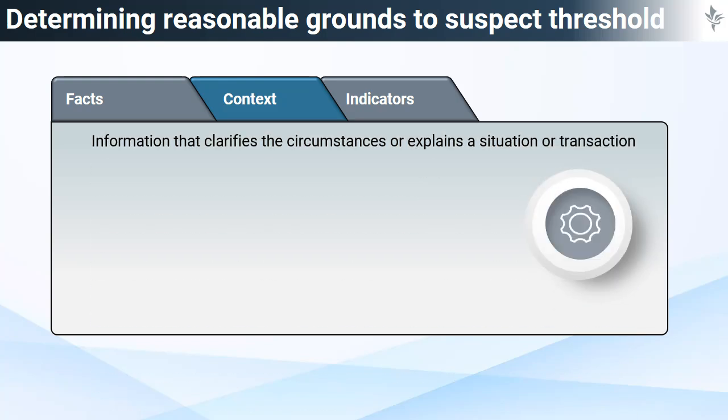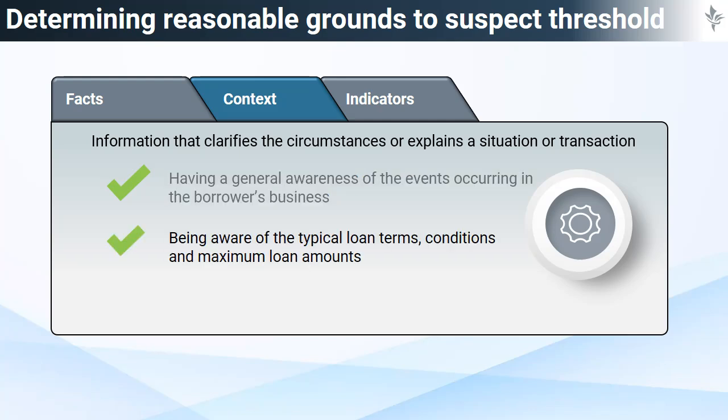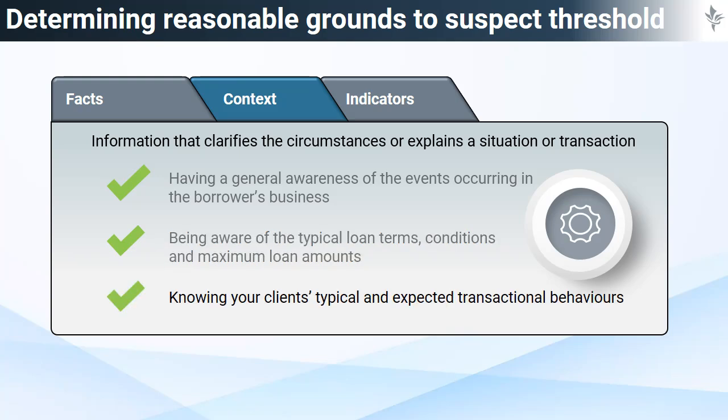Context is information that clarifies the circumstances or explains a situation or transaction. This type of information is essential to differentiate between what may be suspicious and what may be typical or expected in a given scenario. You may observe or understand the context of a transaction by having a general awareness of the events occurring in the borrower's business environment or community. By being aware of the typical loan terms, conditions, and maximum loan amounts that occur within your business or industry, and by knowing your clients' typical and expected transactional behaviors based on their client profile, such as occupation and source of funds. For example, a transaction may not appear suspicious in and of itself.